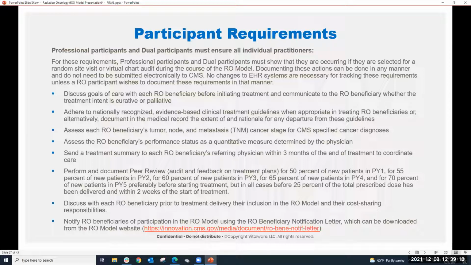So I have a link here on where you can access the letter that should be sent out to anyone who will be affected by this. Any of your patients that will be affected by this. It's very easy. They have the letter drafted for you. You just fill in blanks on the letter and it auto populates. One thing to note is technical participants do not need to send this letter. This is only for your professional participants and dual participants.